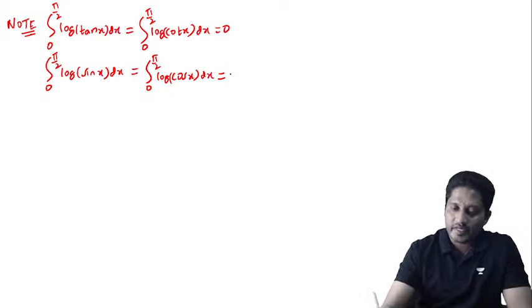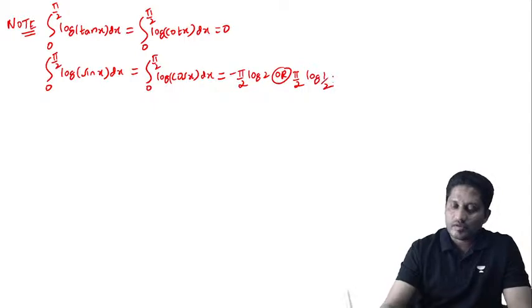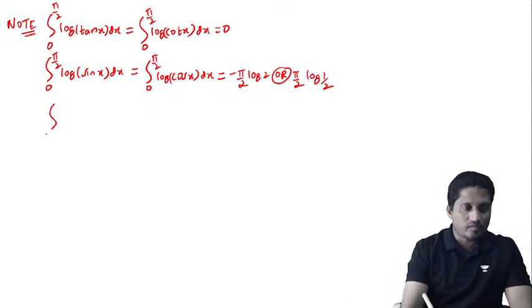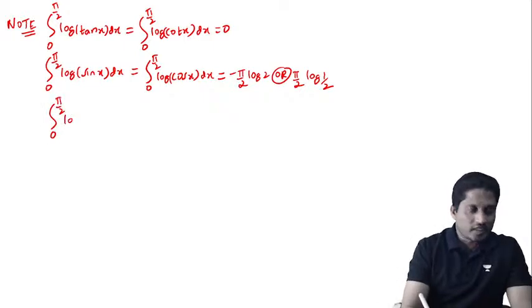Okay, that is equal to minus pi by 2 log 2, or this is plus pi by 2 into log 1 by 2. Right, remember this result. Similarly, suppose I have integral 0 to pi by 2 of log of sec x dx.